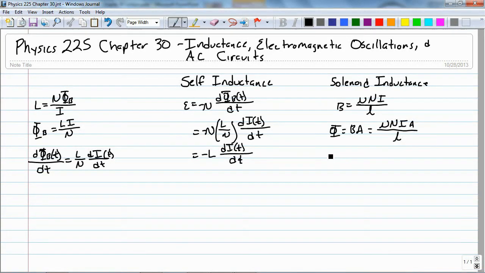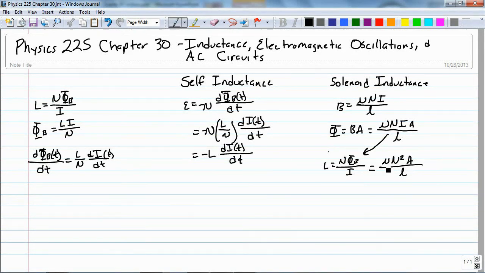And the inductance is equal to the number of loops times the flux over the current. And if I substitute in here, I get mu times n squared times the area inside the coil divided by its length.